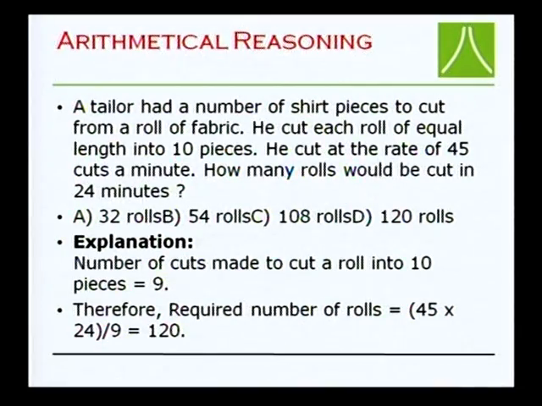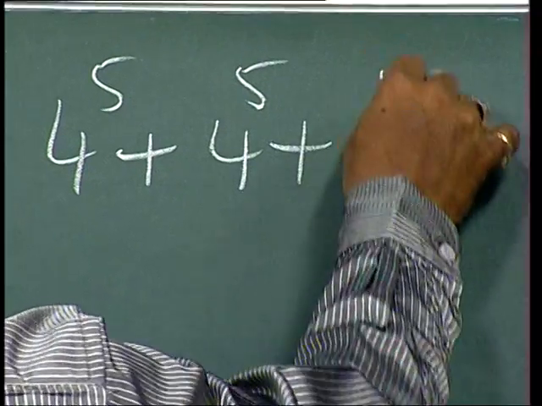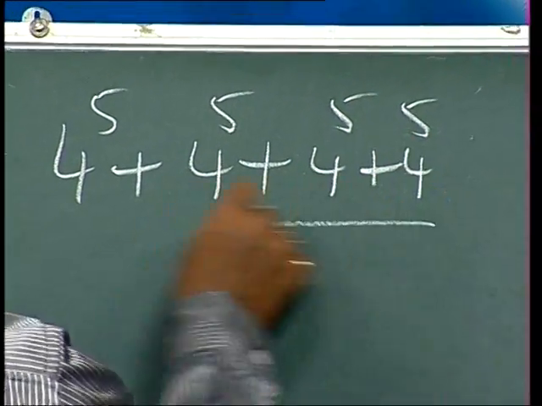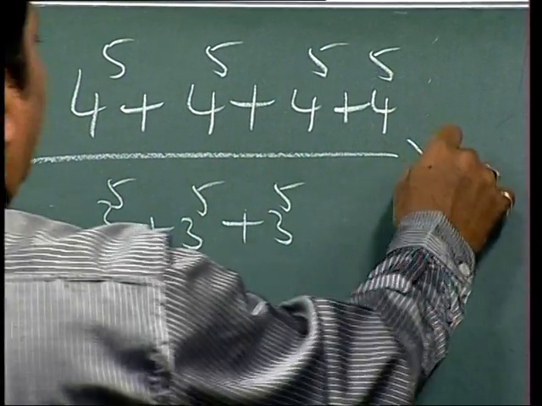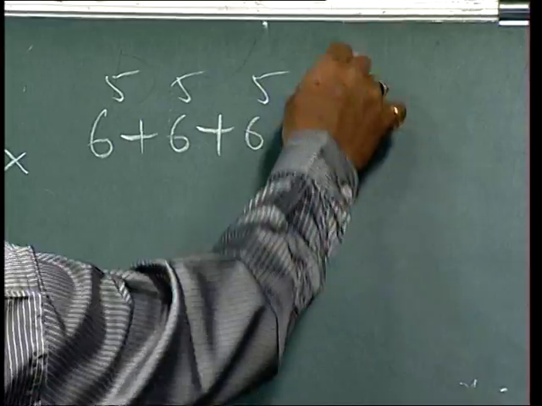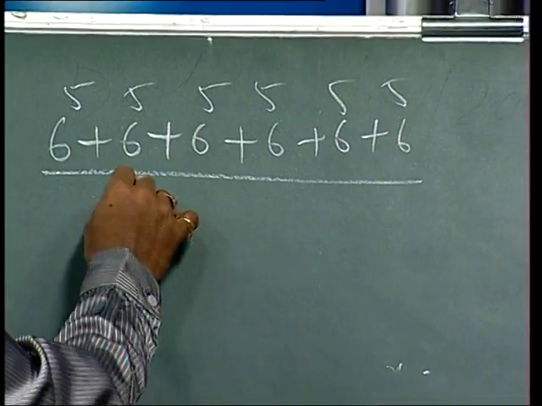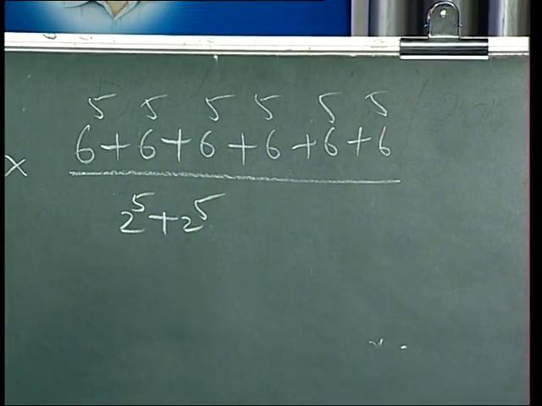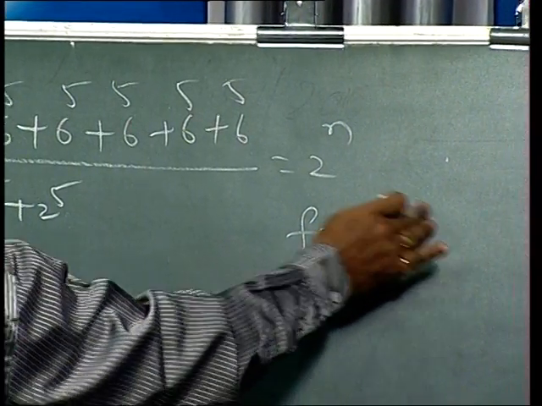Otherwise, sometimes they ask, I will take one question from that examination, a very simple one. They will give it as 4 power 5 plus 4 power 5 plus 4 power 5 plus 4 power 5 plus 4 power 5, by 3 power 5 plus 3 power 5 plus 3 power 5, of 6 power 5 plus 6 power 5 plus 6 power 5 plus 6 power 5 plus 6 power 5 plus 6 power 5, 6 times, whole by 2 power 5 plus 2 power 5, which is equal to 2 to the power of n. Find n. This is the question.